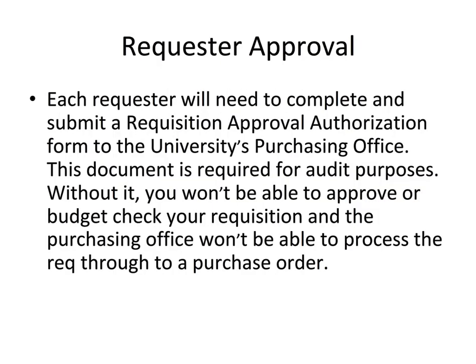Each requester will need to complete and submit a Requisition Approval Authorization form to the University Purchasing Office. This document is in addition to the required Computerized Information Access Request form. Without the Requisition Approval Authorization, you won't be able to approve or budget check your requisition, and the Purchasing Office won't be able to process the requisition through to a purchase order.